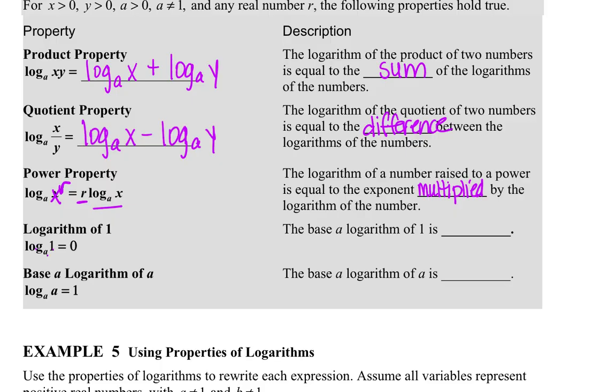Log base a of 1. Remember, this means a to the 0 equals 1. So log base a of 1 equals 0. It's always going to be the same, because anything to the 0 power will always equal 1. And then if you have a to the 1 equals a, then log base a of a is always going to be 1. If you think back to writing them in their exponent form, it's always going to be the same.